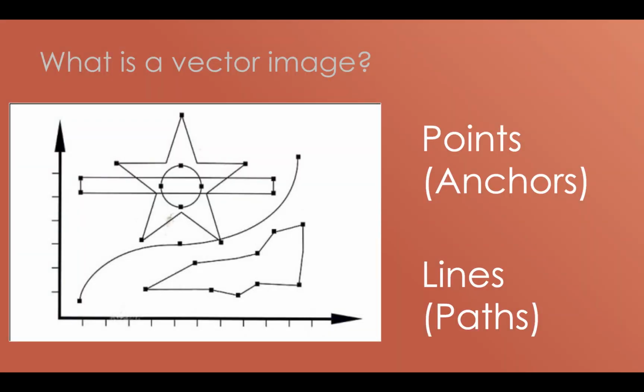A vector image. So we just finished talking about raster. Now we are going to switch to vector. So a vector image has points, which are these. They are also called anchors. And they have lines or paths. You need to write those down. I would draw an example as well. So this is an example of a point, and this is the line.